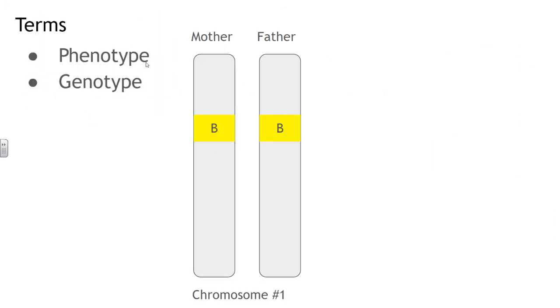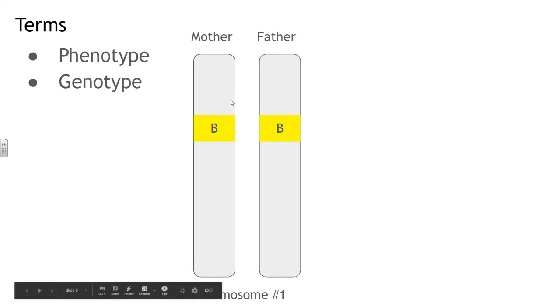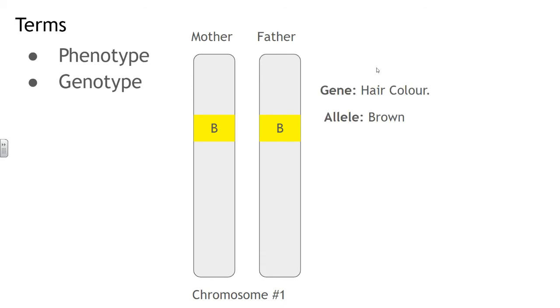We have two more terms. Again, this comes as a pair. We have phenotype and genotype. So again, we've simplified our chromosome down here. Say this is chromosome number 1. And if we go down to this part of the chromosome here, we have the gene for hair color. Now, on both of these copies, we have the same letter. This is the capital B, which in our example here will give you brown allele. So if you have the capital B allele, you are going to get the brown hair protein. So the gene was hair color, the allele was brown.